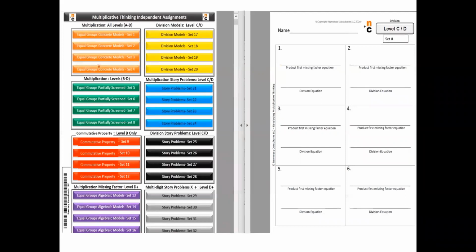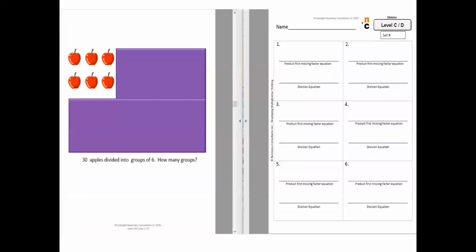Remember, your students have gone through their equal groups and equal groups screen. They've gone through the equal groups algebraic models. So take a look when you get into the division models right here. Now, the main difference between these division models and the missing factor ones or the ones for algebraic thinking is this. It's specifically going to say 30 apples divided into groups of 6. How many groups? So the word divided, the other one didn't use the word divided. It would just give you a model with the missing information. So now it's encouraging them to think in terms of division.